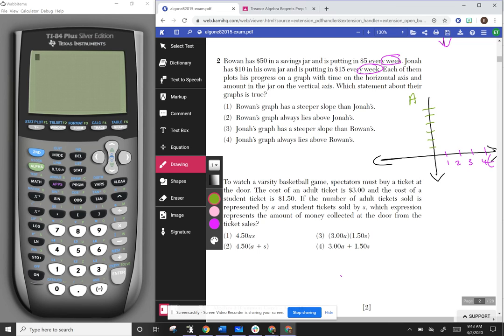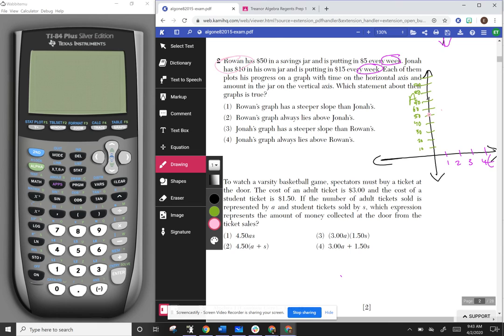And I'm going to increase this. So now each one of these green lines is going to be, let's say 10. So we got 10, 20, 30, 40, 50, 60, 70, 80, and 90. And I'm going to pick some colors here. So Rowan is going to be in pink. So Rowan starts here at 50 and puts in $5 every week. So Rowan's not even going to go up a whole line here every week.